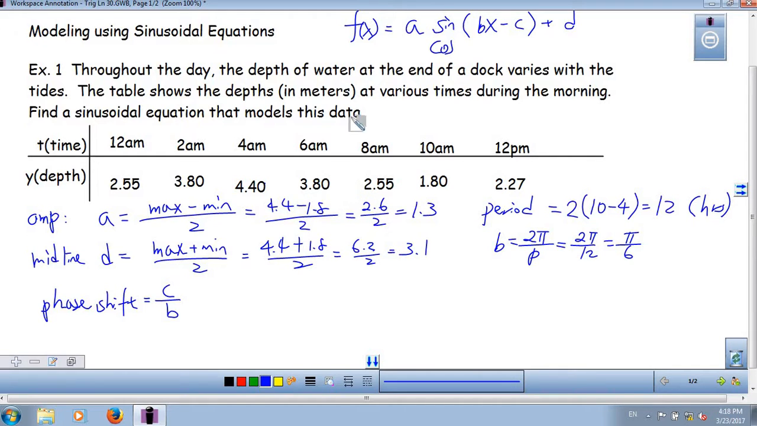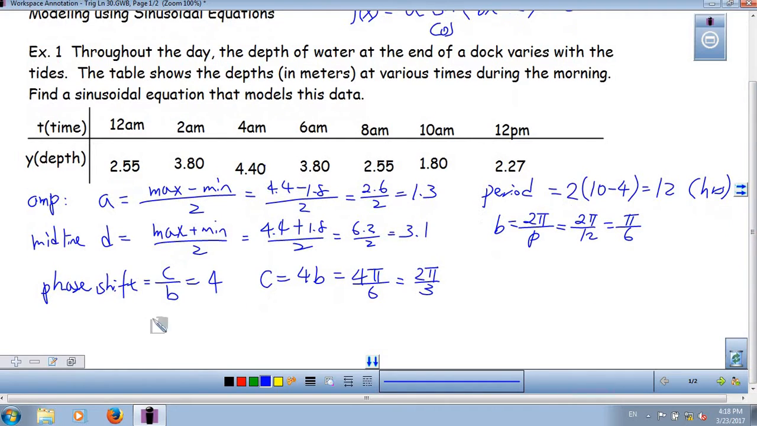So what we can do, if we choose cosine, is start with the maximum or the minimum. I think it's probably better to start with a maximum using cosine. So let's use the cosine function and start with 4 a.m. as our beginning. That means we're not going to start with time equal to 0, we're going to start with time equal to 4. So C is equal to 4B, and we already know what B is. So C is going to be 4 pi over 6, which you can reduce to 2 pi over 3. As I mentioned, we are going to use cosine.